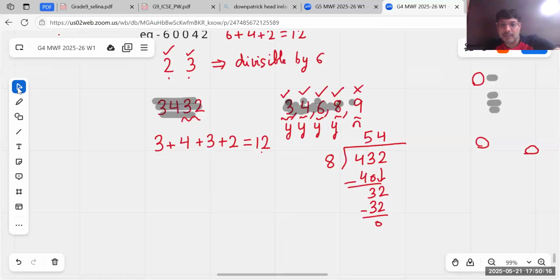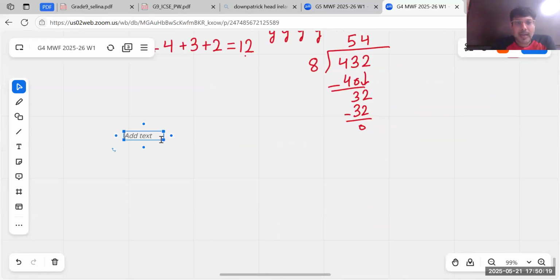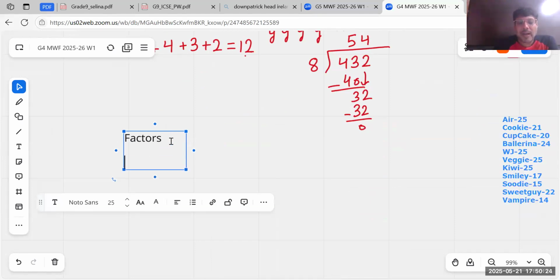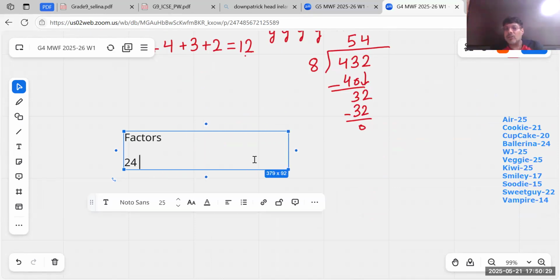So today we will understand why we learned the divisibility rules. Divisibility rules are important for finding the factors. Today I will start with small numbers. If I ask you to find the factors of 24, what are factors? Those numbers in whose table 24 comes are the factors of 24.